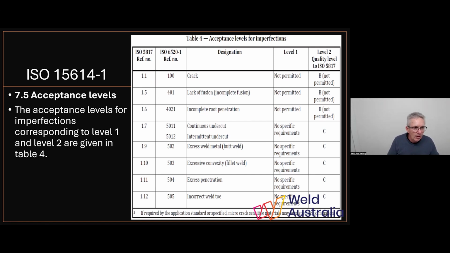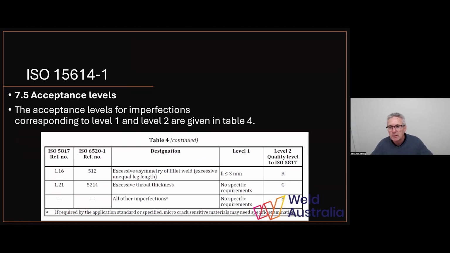Well, there's quite a lot of documentation you've got to go through. And this is just an extension of that table there, gents. But it tells you, even though it says level 2, quality level is B, or if it's excessive froth thickness, C, and so forth.